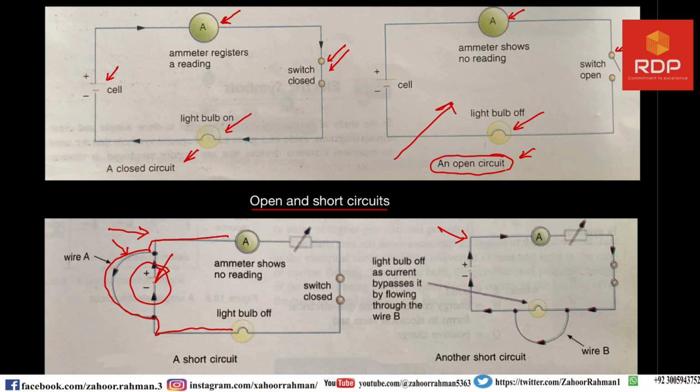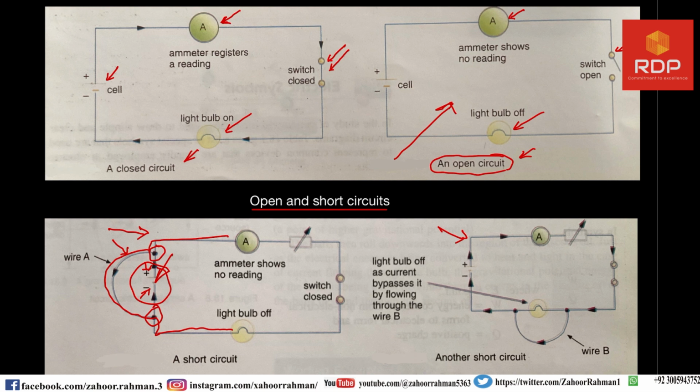These two are examples of short circuit. The wire A acts as a bypass for the current flowing out of the positive terminal of the cell and into the negative terminal without flowing to the rest of the circuit. So you can see that it is taken from the positive and it is going to the negative part. The positive terminal is this one and the negative terminal is this one. Now it is easier for the current to flow through wire A than the rest of the circuit.